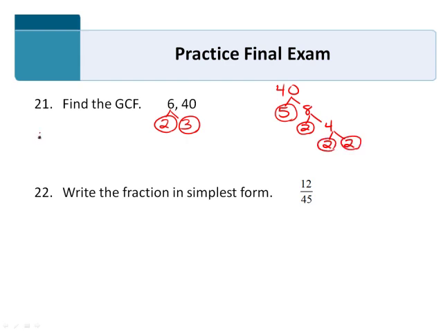4 would be 2 and 2, and those are all prime. Okay, so I want to write them out in a line. 6 is 2 times 3, and 40 is 2, 2, 2, and a 5.